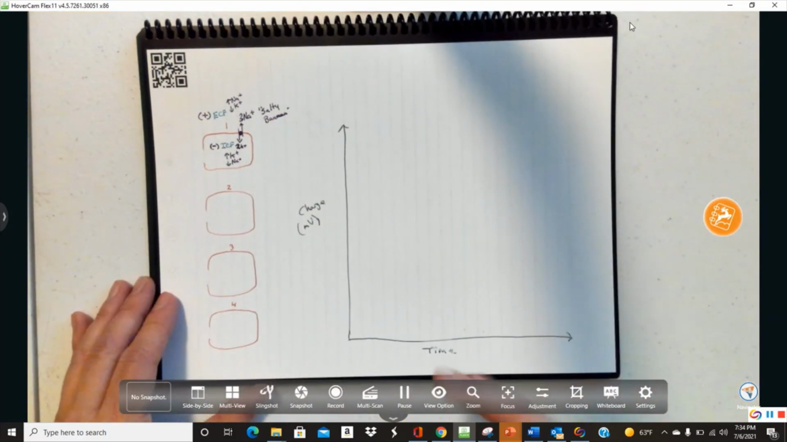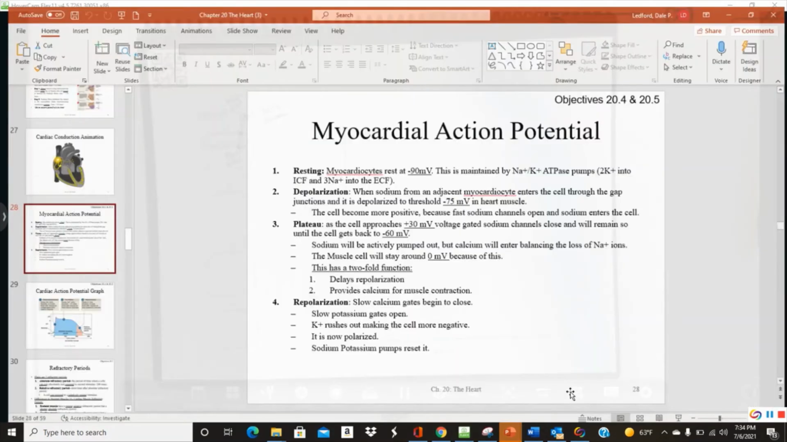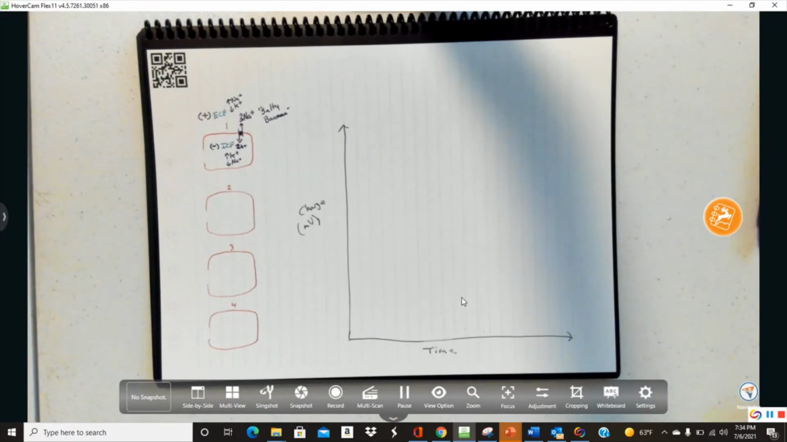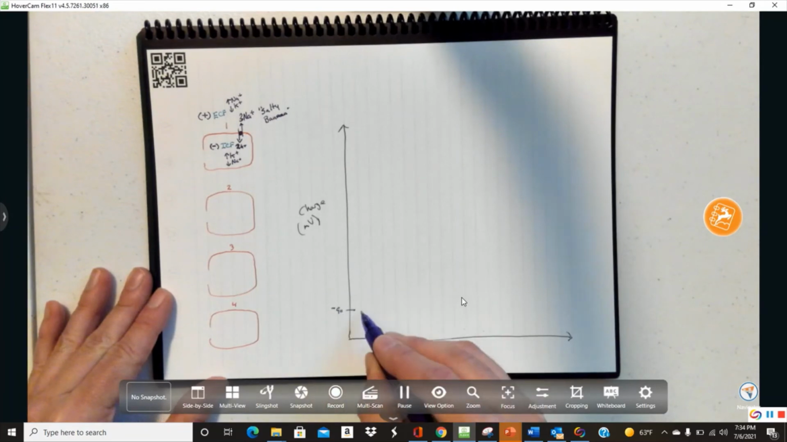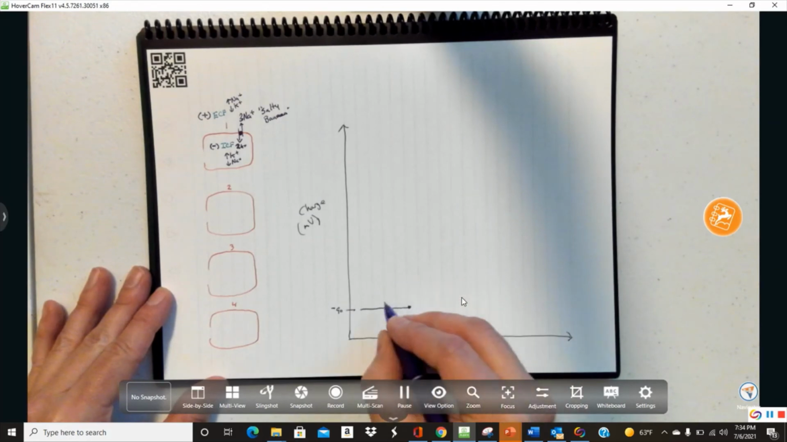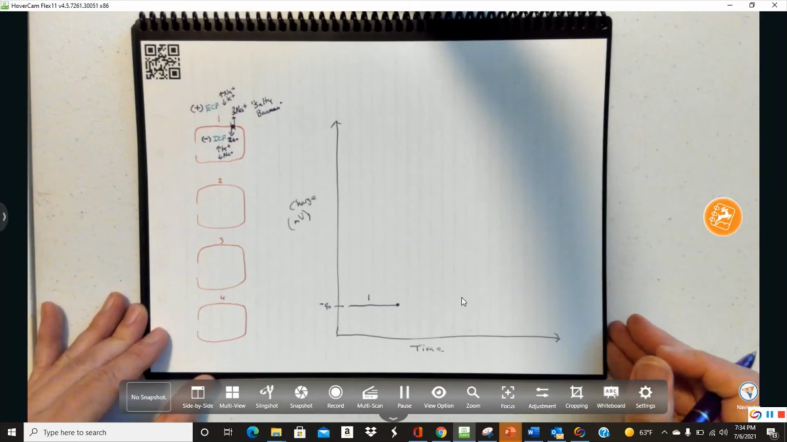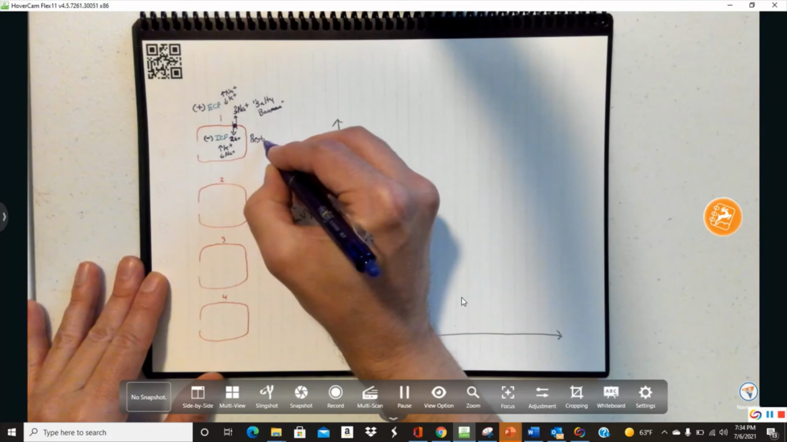So what is going to happen is a cell is in resting potential. It's about negative 90 millivolts. I'm going to go down here and put about negative 90 millivolts, so let's put about here negative 90. And we're going to draw that right here, and we'll stop it right there. And I'm going to put a nice phase 1 there, and I'm going to use purple. Phase 1 is resting potential. This is called resting potential, and this is when a heart muscle cell is not doing anything.